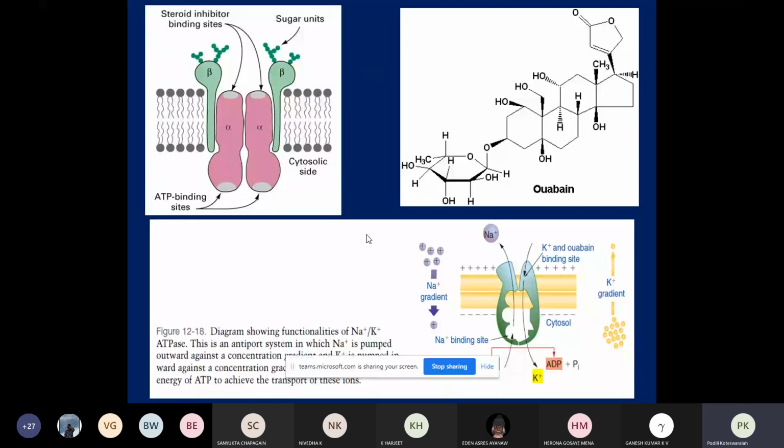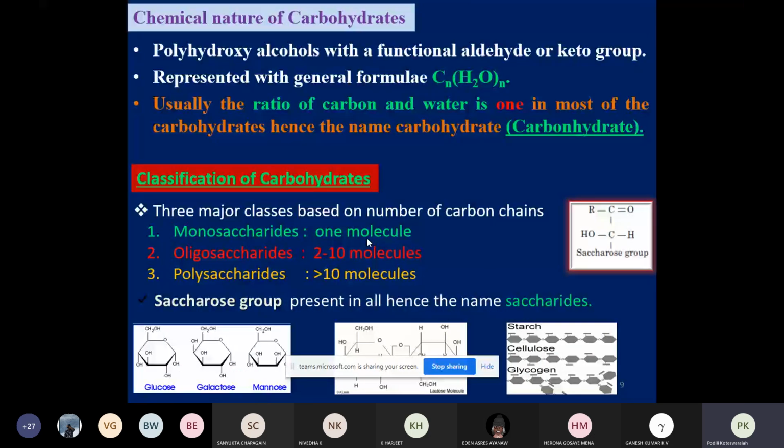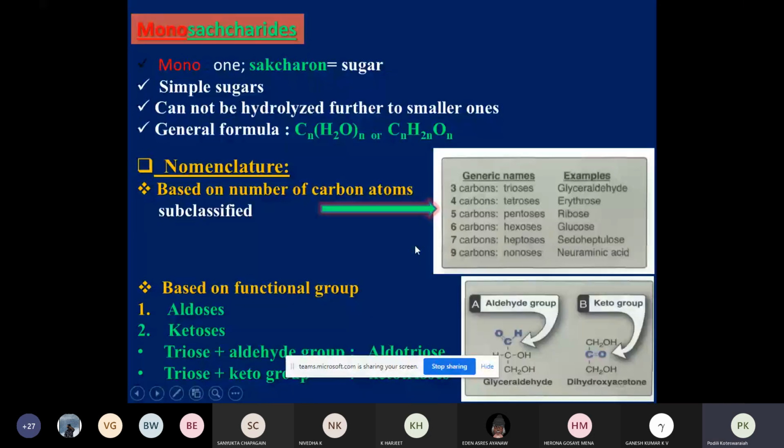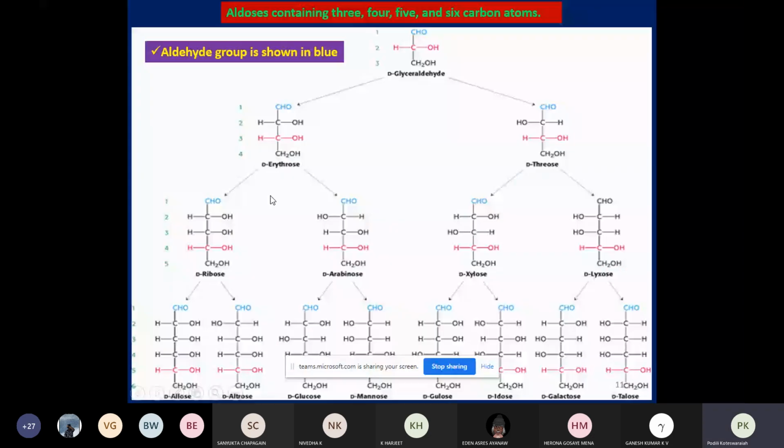Then we discussed the classification of carbohydrates into monosaccharides, oligosaccharides, and polysaccharides. Then we discussed the classification of monosaccharides further, based on the number of carbon atoms and the functional group. Then we discussed the D sugars and the L sugars, and most of the naturally abundant sugars are the D sugars, and the configuration of the D sugars is based on the glyceraldehyde configuration.